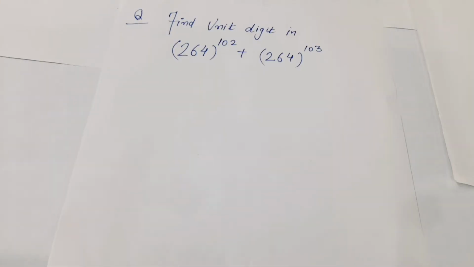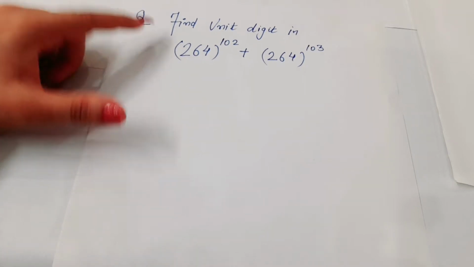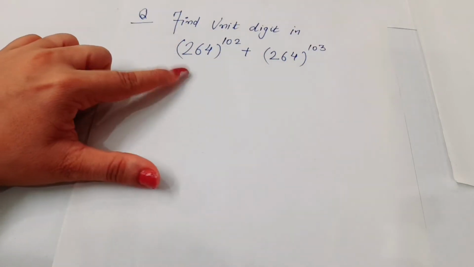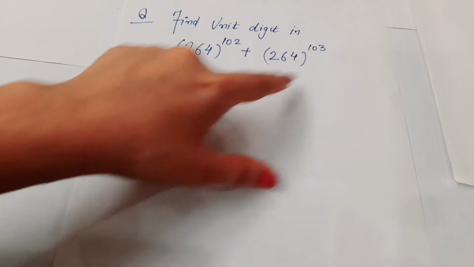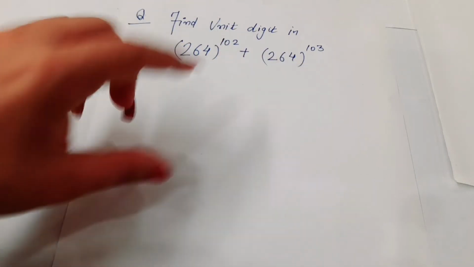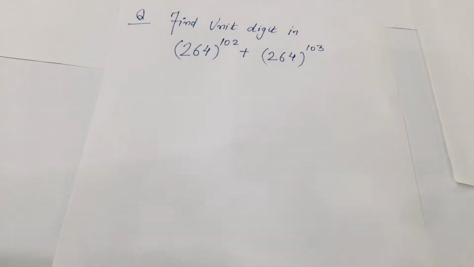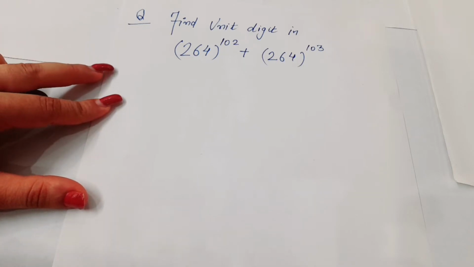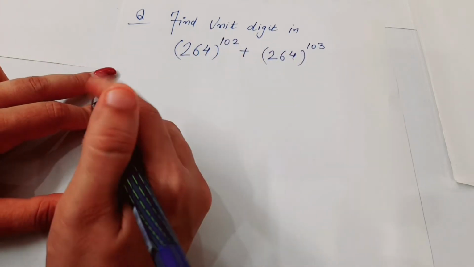So in this video we are going to solve this question where we need to find the unit digit in this sum. We have 264 raised to power 102 plus 264 raised to power 103. What will be the unit digit in this sum? In last video also we did a question about unit digit where we need to find the unit digit in a product. But here we have a sum, but the method is same.